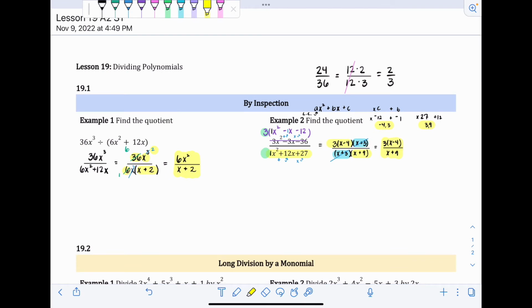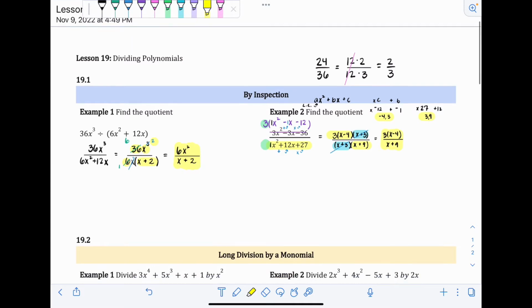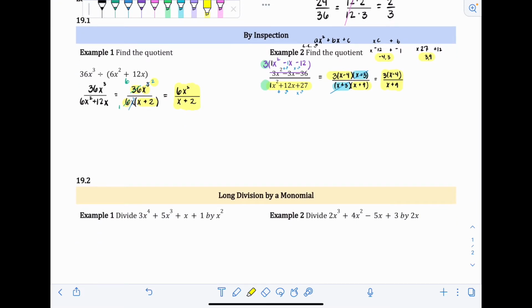Okay, so 19.2 is introducing long division. It's the same long division as you learned in, I don't know when you learned long division, maybe 4th grade, but with polynomials, so with variables and exponents and all that stuff. But the gist of it is almost exactly the same.